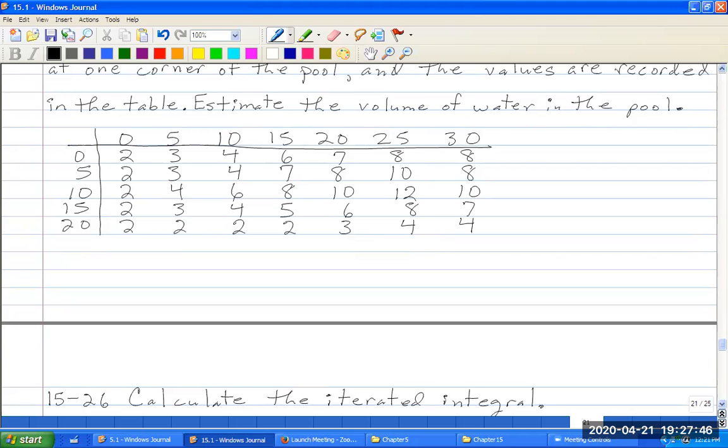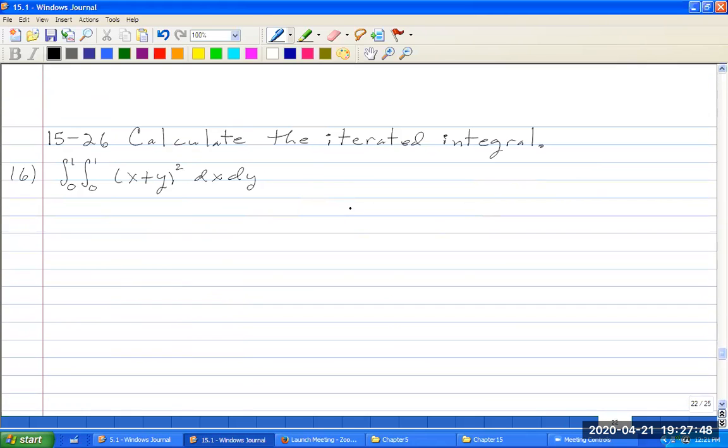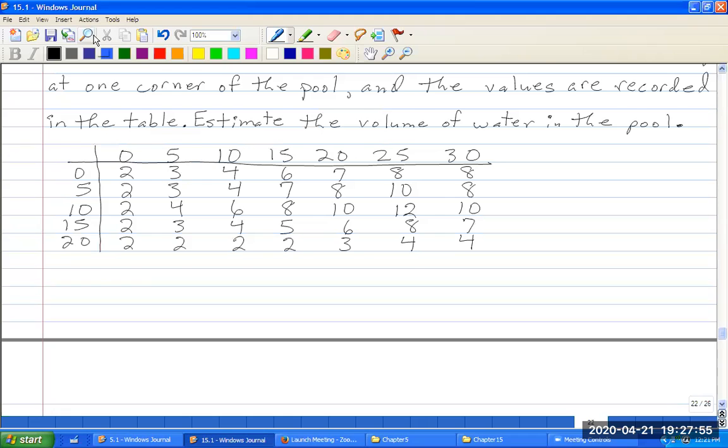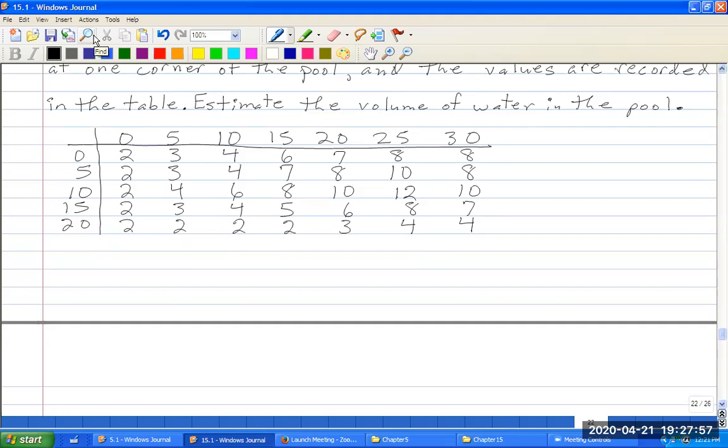And so, let me actually insert something. Okay, so let's use the rectangular rule, trapezoidal rule, sorry. Let's use the trapezoidal rule.